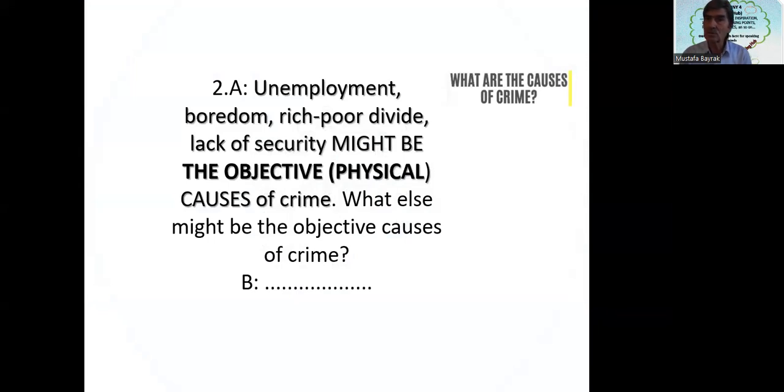What are the causes of crime? What are they? Okay, as subjective and objective. Unemployment, boredom, rich-poor divide, lack of security might be. Of course, it's a theory, an opinion. It may be or may not be. What might be the objective, physical, visible causes of crime? What else might be the objective causes of crime?